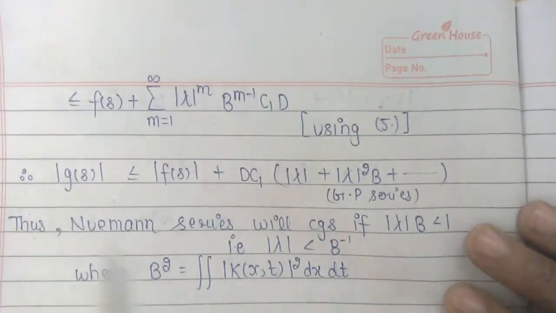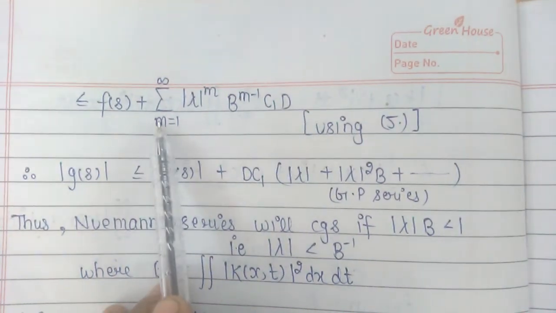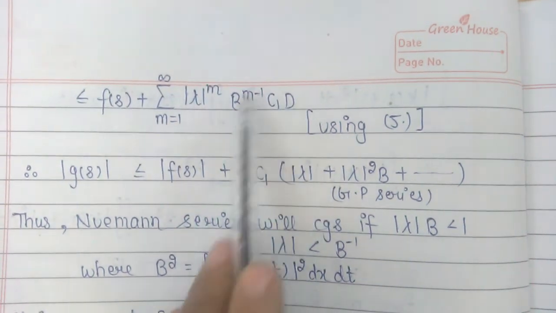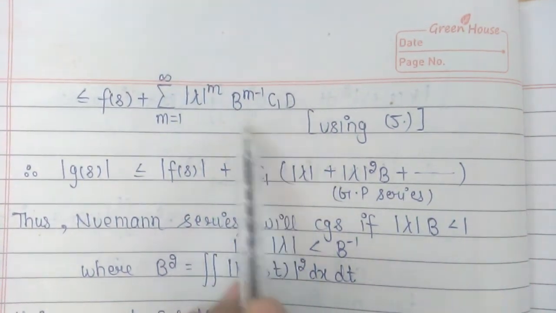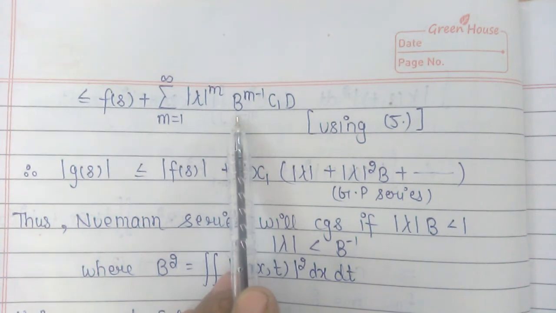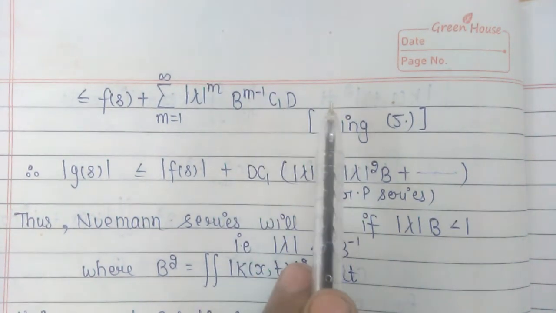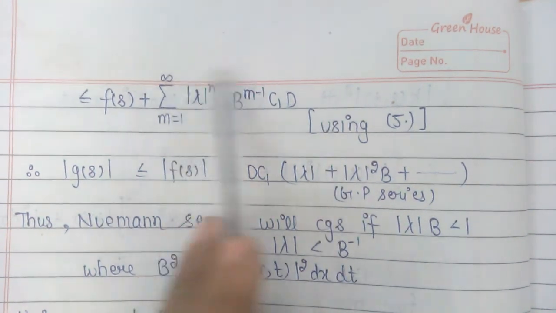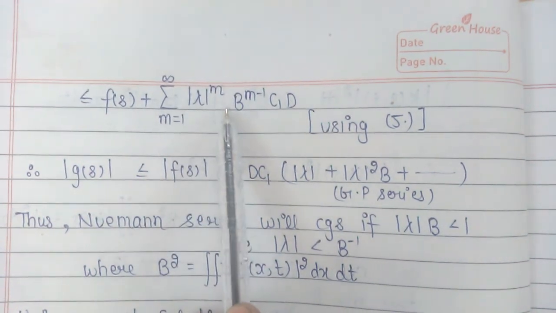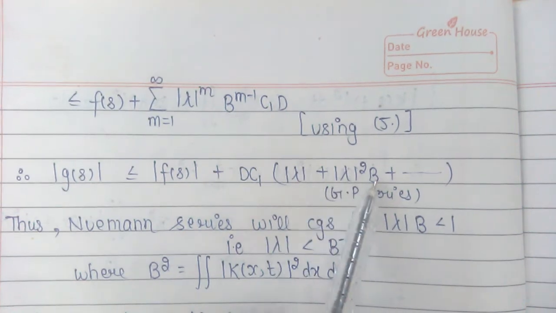Now this is further less than or equal to f(s) plus, here that term is replaced by using equation 5. From equation 5, the expression is less than or equal to b raised to the power m minus 1 into c1 d.